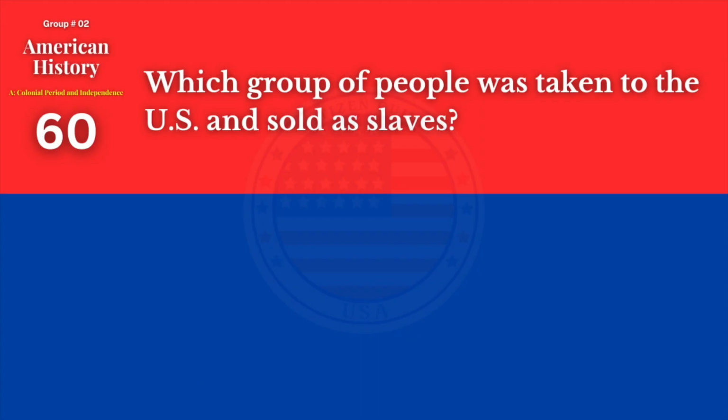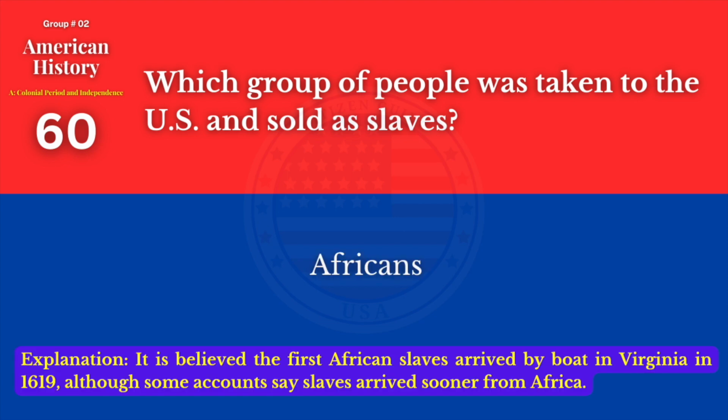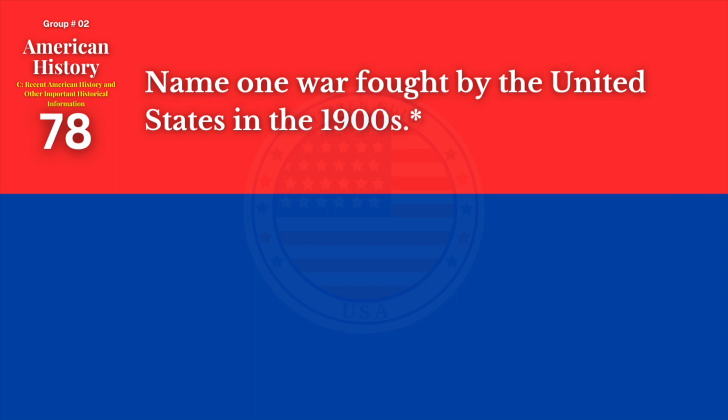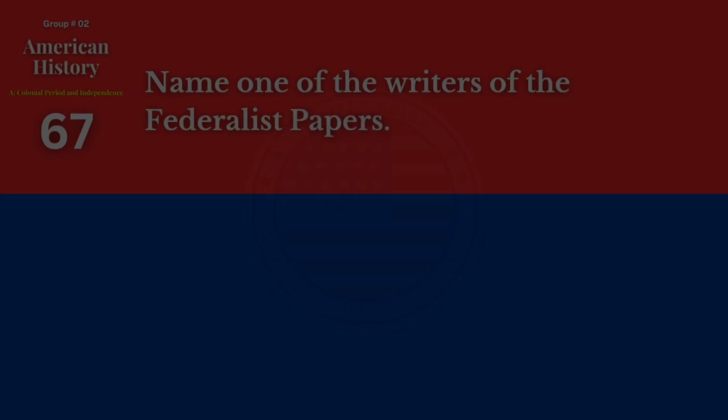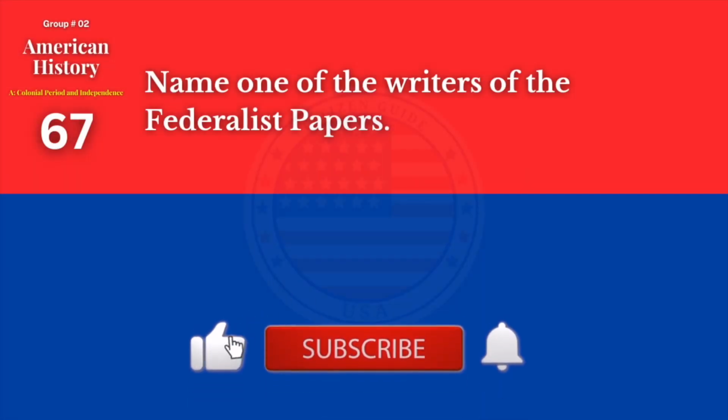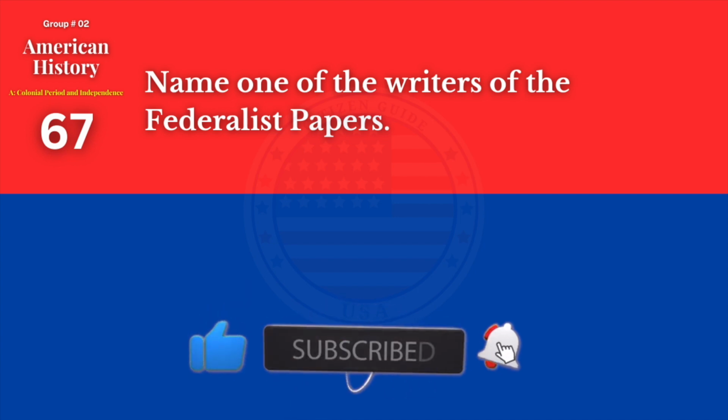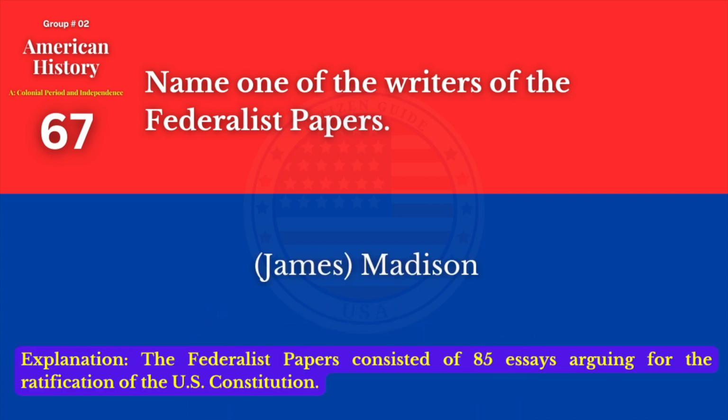Which group of people was taken to the U.S. and sold as slaves? Africans. Name one war fought by the United States in the 1900s. World War I. Name one of the writers of the Federalist Papers. James Madison.